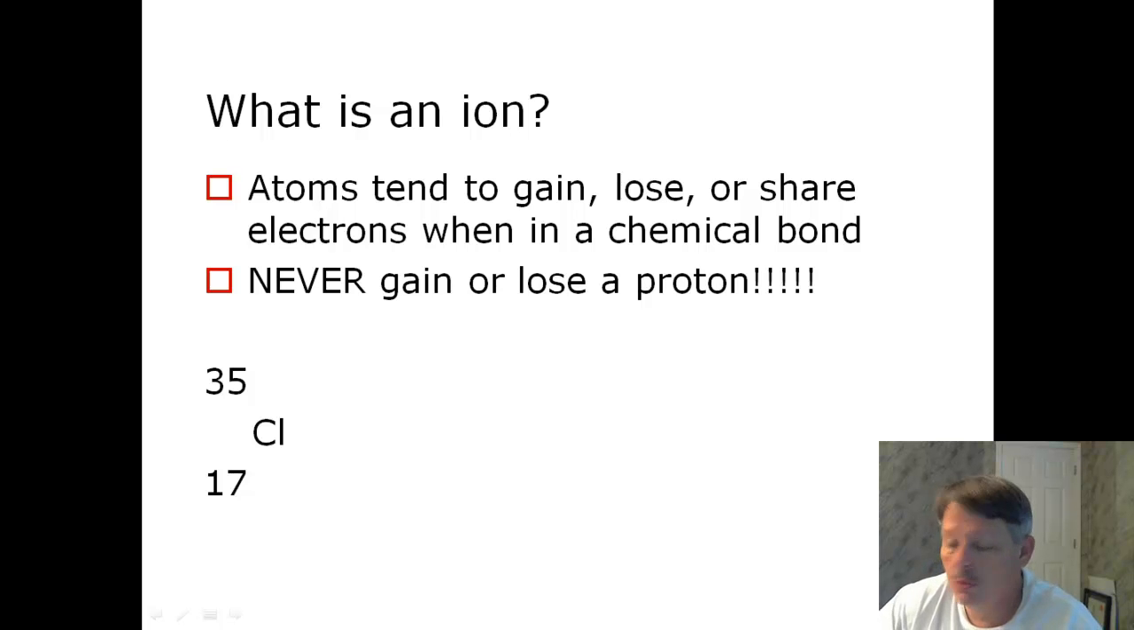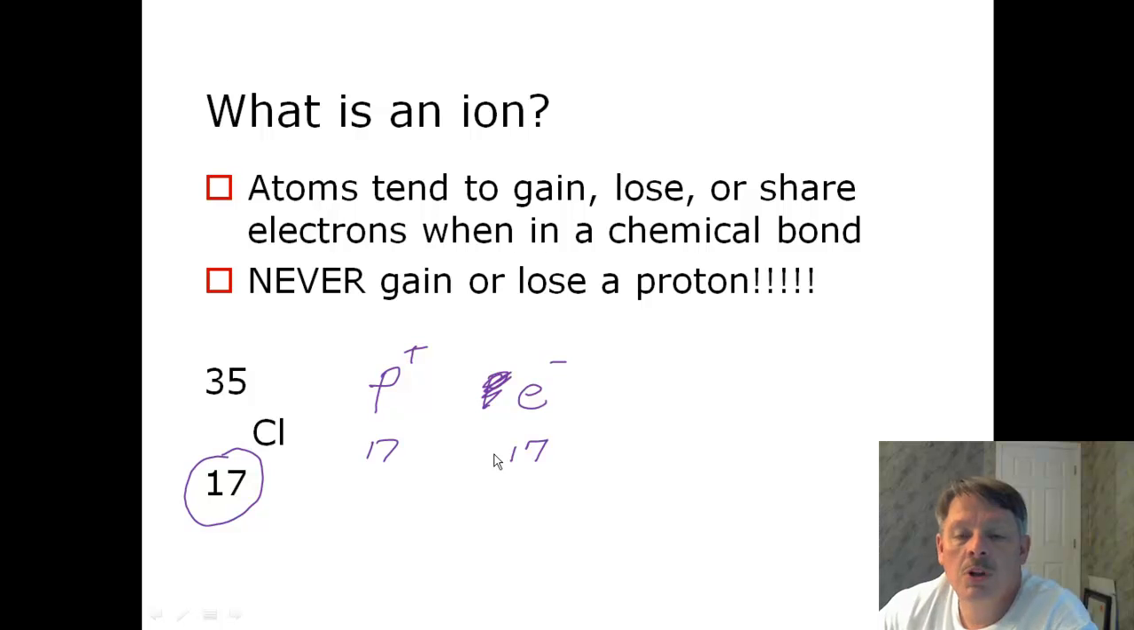So if we look at chlorine, just looking at the periodic table, we can see that chlorine has 17 protons. So typically, when it's on the periodic table, it has 17 protons and 17 electrons. However, when chlorine goes into a chemical bond, it tends to gain an electron. So it tends to go up to 18 electrons. So it has a different number of protons than it has electrons.